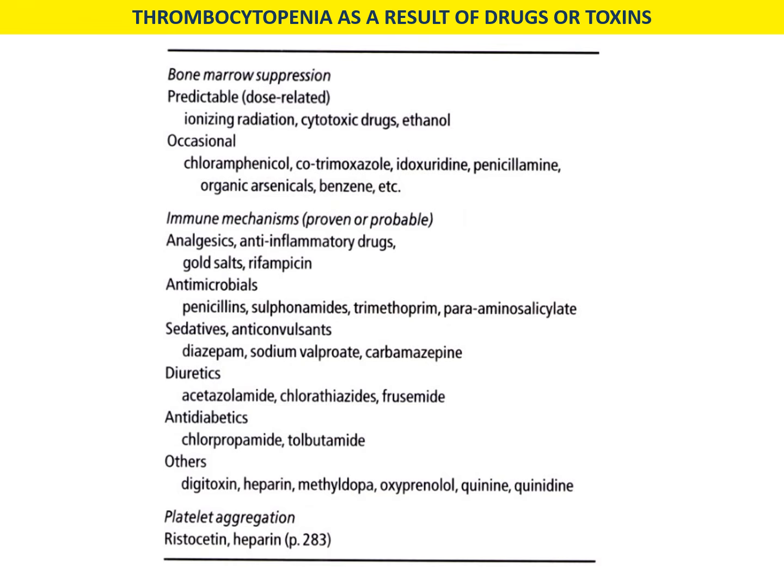And again, bone marrow suppression could be related to certain radiation and drugs, which I discussed before. Again, immune mechanisms affecting the bone marrow, certain analgesics, anti-inflammatory drugs, antibiotics, certain sedatives, and anticonvulsants, like the ones that we use to treat epilepsy, can result also in thrombocytopenia. Heparin can result in what we call heparin-induced thrombocytopenia, and other medications as mentioned in the slide.